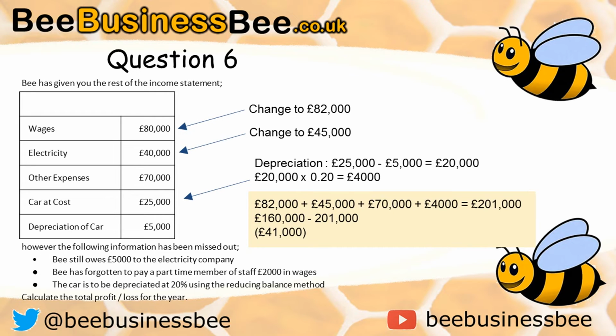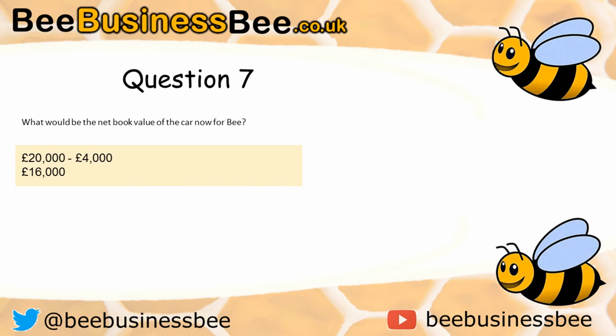Of course, we add all those up down below. As you can see there, 82,000, 45,000, 70,000 other expenses, plus the 4,000 cost of depreciation. That gives us £201,000. Then we need to take away our gross profit that we previously calculated, which is £160,000. Take away our £201,000 of other costs, and that gives us a loss, as you can see there in brackets, of £41,000. That's how we calculate that.